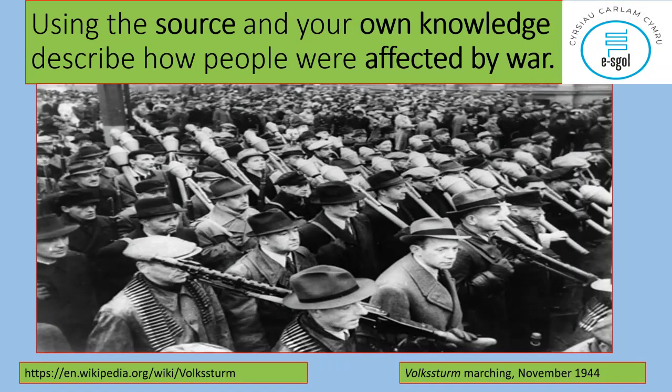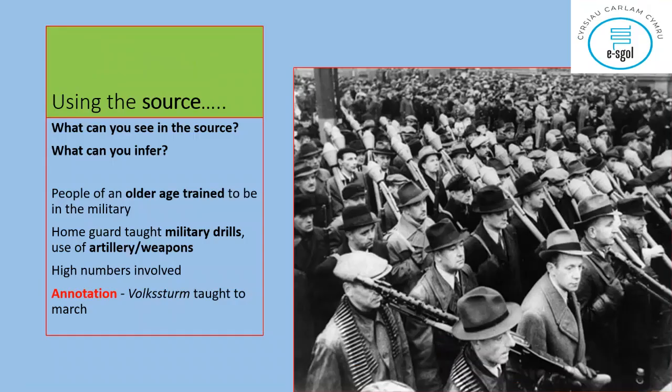So what does it tell us? What does it inform us? What does it highlight for us? What can we see? What can we infer? Well, the main hints are people of an older age are trained to be in the military. The Home Guard were taught military drills, use of artillery, use of weapons. They are trained to be soldiers for the Third Reich, aren't they?